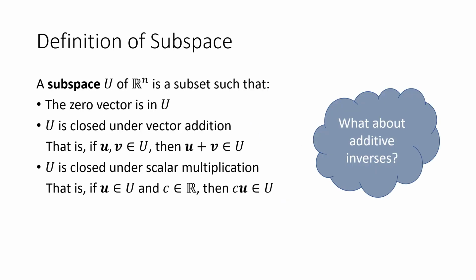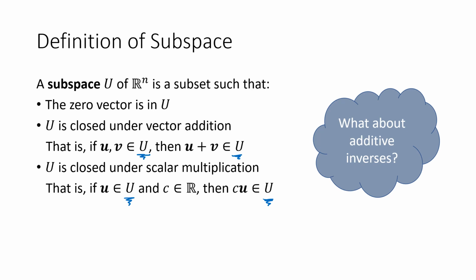So here's the definition. A subspace U of Rn is a subset such that the zero vector is in there. U is closed under vector addition. That's how we describe the fact that if u and v are vectors in U, then u plus v is still in U. And U is closed under scalar multiplication. Again, if little u is a vector in capital U and c is a scalar, then c times u is in capital U.